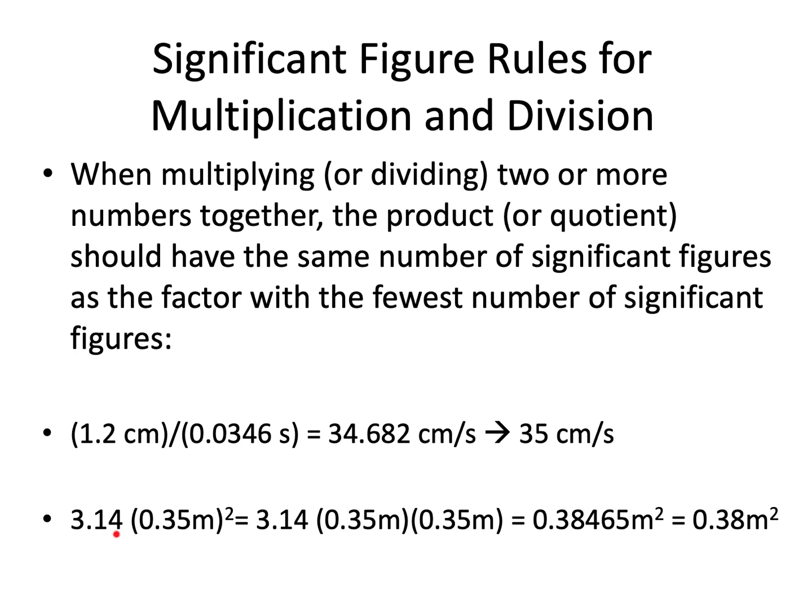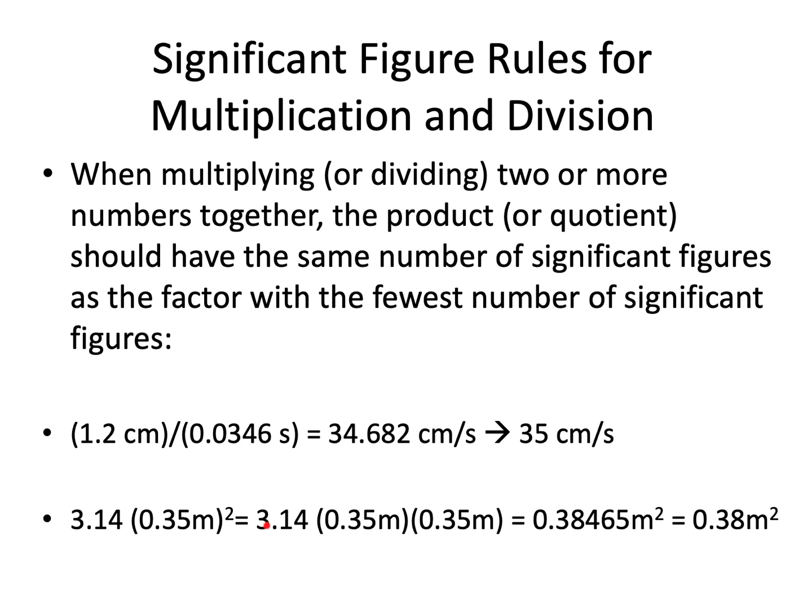I've got 3.14 times 0.35 squared. This is, of course, pi r squared. This might be the area of a circle. And so what does it mean to square something? Well, it just means multiply it out. And so we're going to use multiplication rules. So I've got 3.14 times 0.35 meters times 0.35 meters. And when I do that, I get 0.38465 meters squared. Now, how many significant figures should I have?